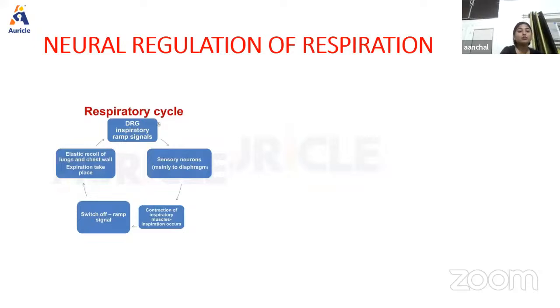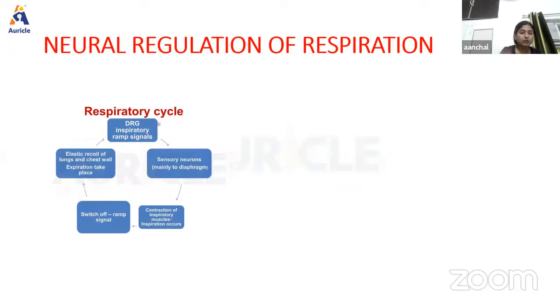Now, next we have the neural regulation of respiration, and also this is a very important question for the examination. Okay, so talking about the regulation part. As we know, respiration is a reflex process, right? But it cannot be controlled voluntarily for a long period of time. Like if I try also, I can hold my breath only up to 40 seconds, not more than that.